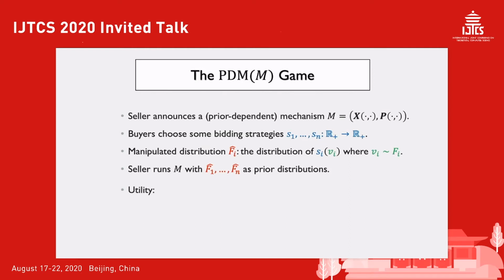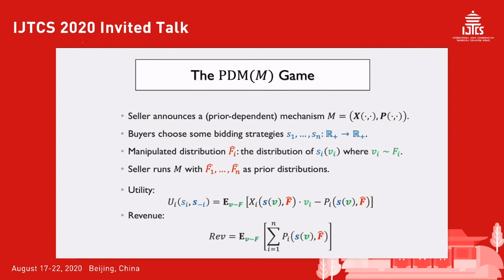That's the game, and we can write down the utility of a buyer. The utility of buyer i is the expected allocation times the value minus the payment. Here the allocation x_i depends on the bids S(v) and the manipulated distributions F̂. F̂ means all the F̂_i. And also the payment p_i depends on the bids and all the manipulated distributions. And again, the revenue of the seller is the expected sum of payments.